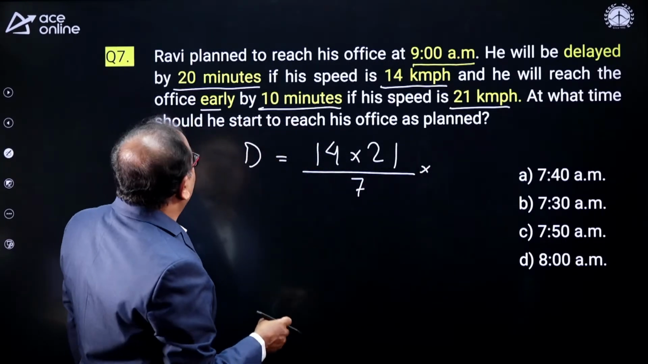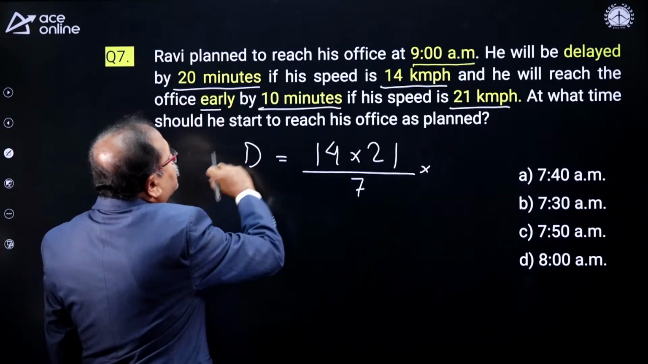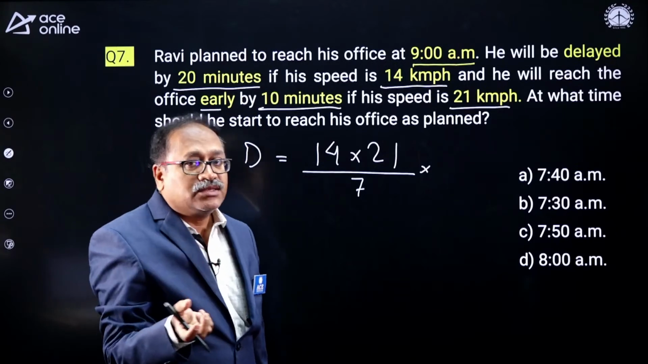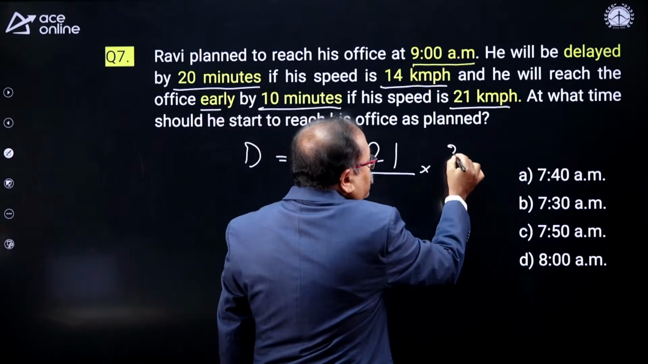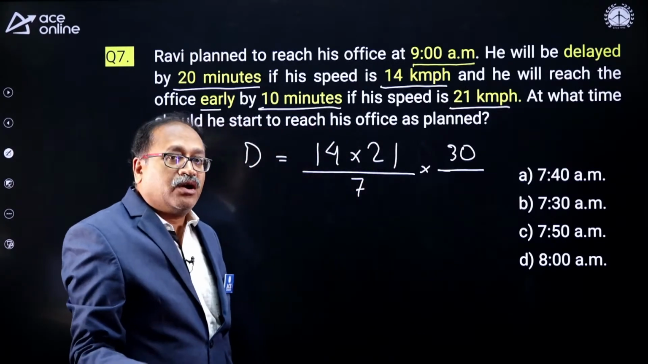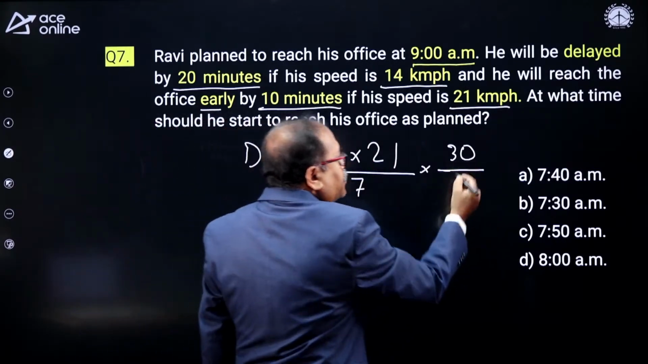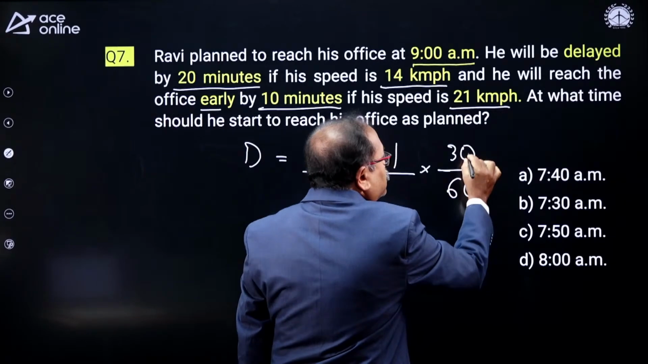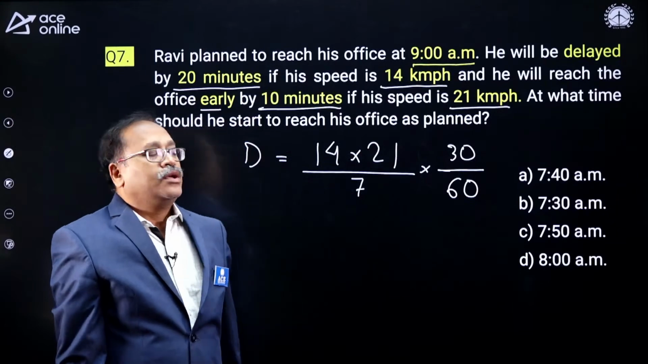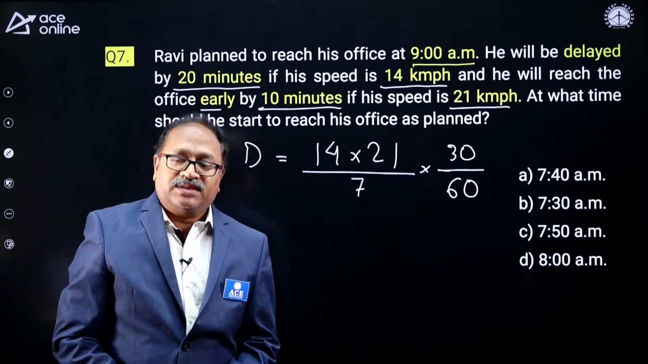In the first case, Jaya, what is happening here? He is 20 minutes late. In the second case, he is 30 minutes early. The difference of time is 30 minutes, right? So this is 30. If anyone has a doubt, why 30? You can ask, how did you get 30? So 30 divided by 60, because this is minutes, whereas I took this in kilometer per hour. By solving this, I get the distance here.